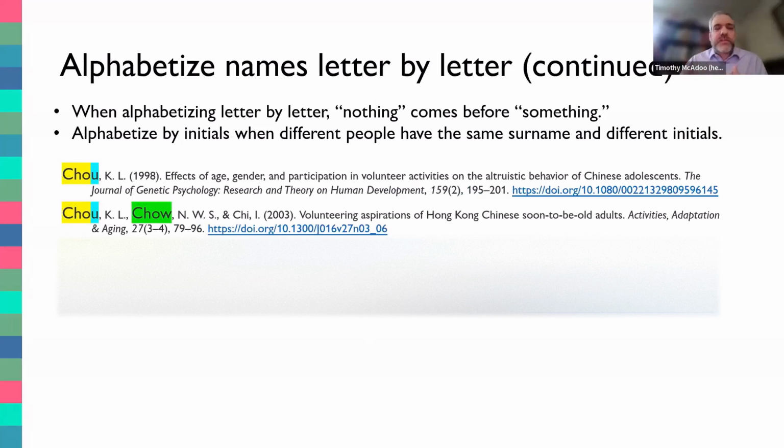Okay, consider this a continuation of the same reference list. The next reference starts with CHOU, which came after CHOI above it. And it's a single author reference, so it comes before the reference with that same first author and additional authors. So another way to think of that is, again, that nothing comes before something. So we have a single author work.